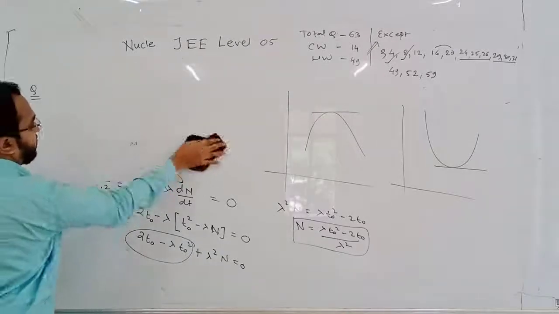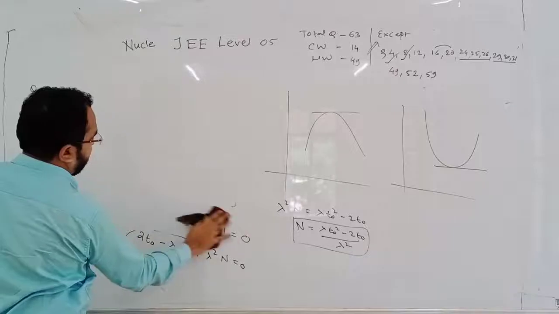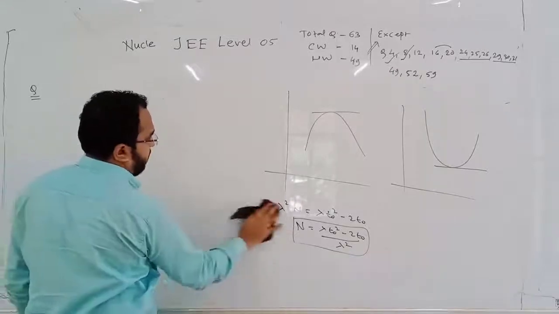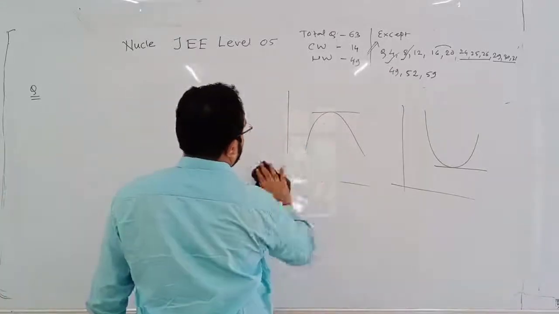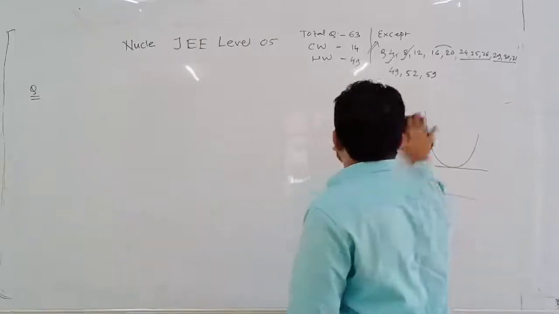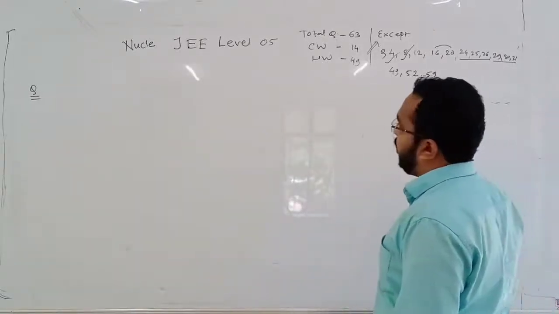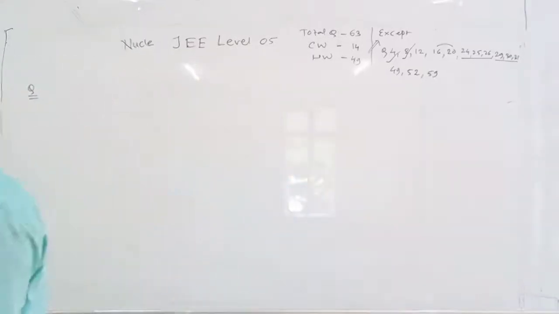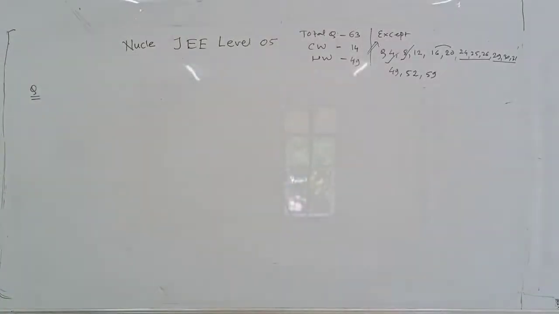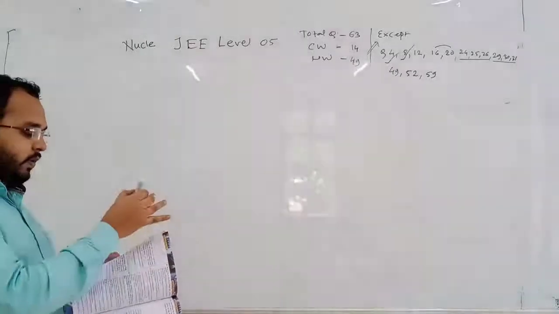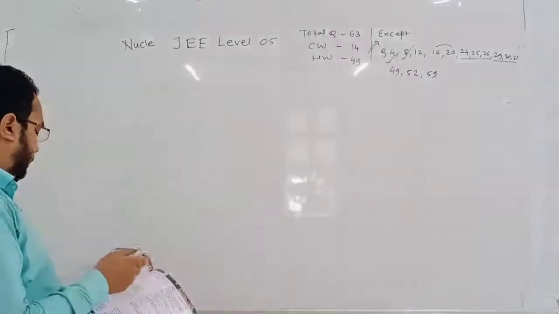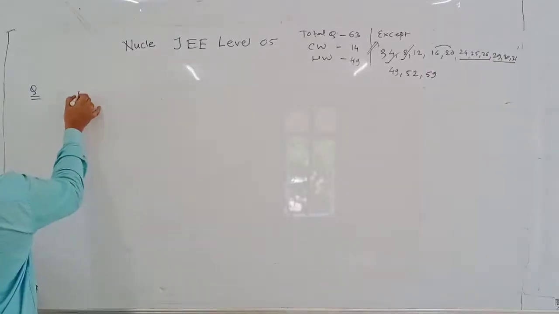This is question number 8. Now next question, question number 12. A star initially has 10 raised to power 40 neutrons.